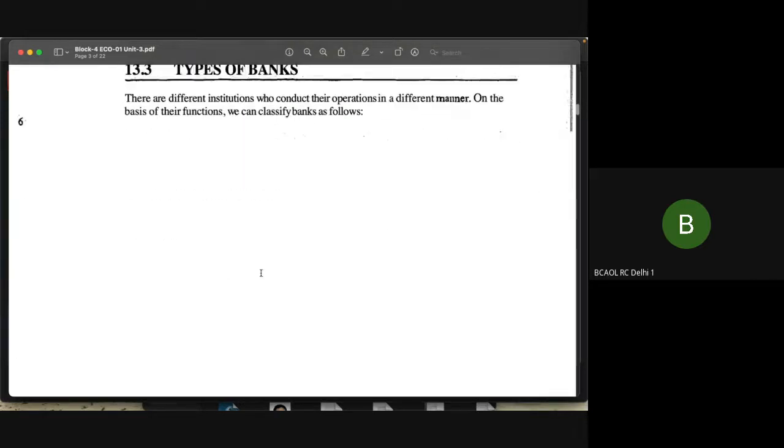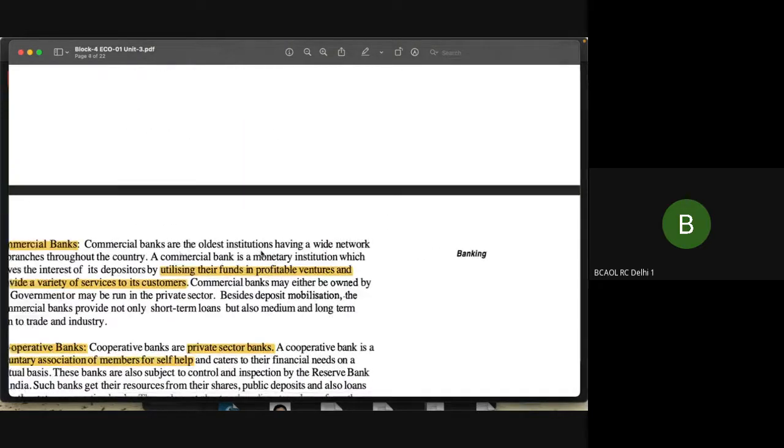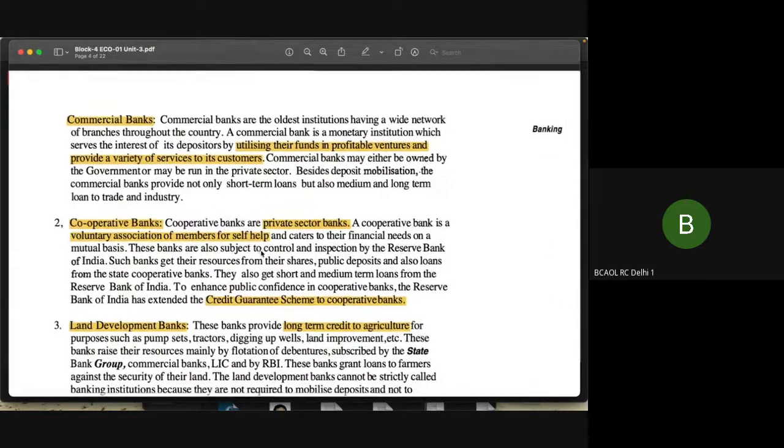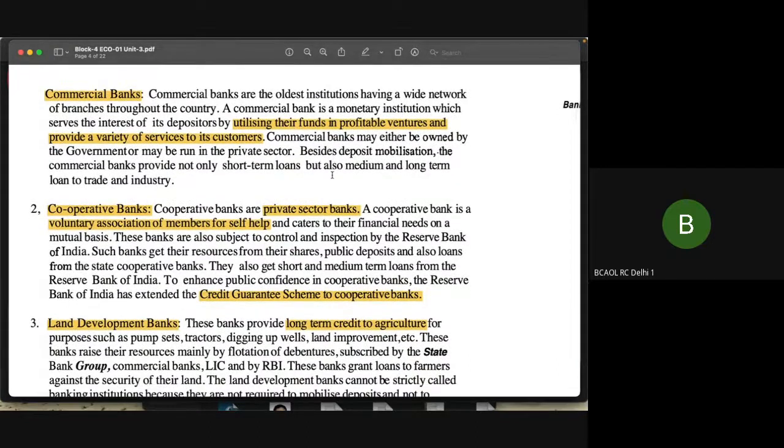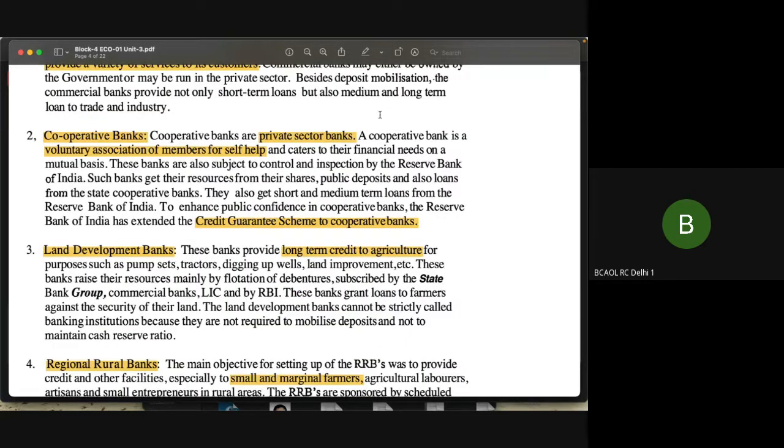Types of banks. Commercial bank is the most common type of bank that we have around us. They give a variety of services to their customers, and of course they are the most common type of bank. Around 90% of the banks you see are commercial banks. Then you have cooperative banks, with a similar rationale as cooperative societies, where the main purpose is self-help.